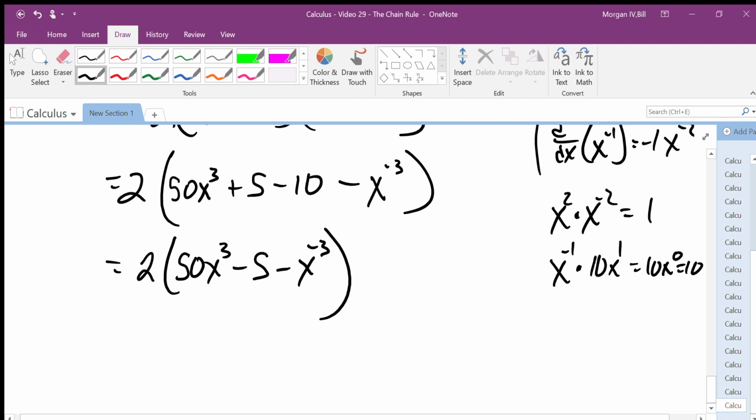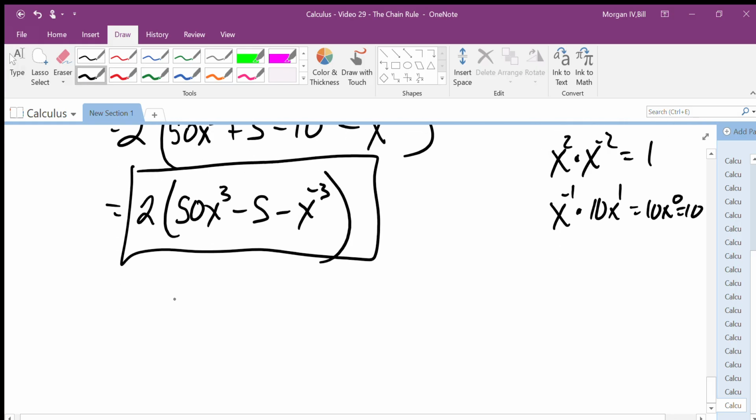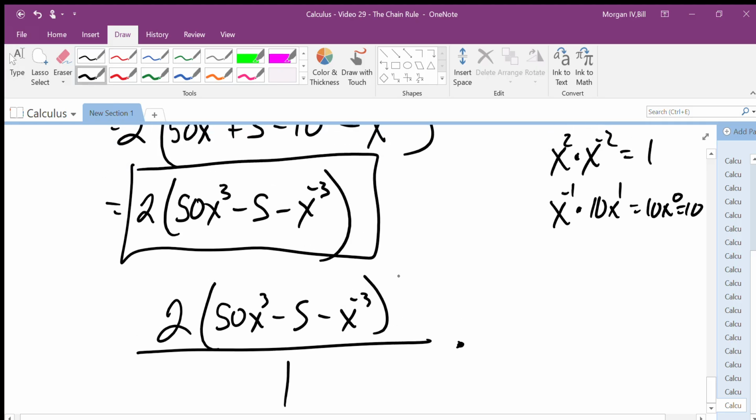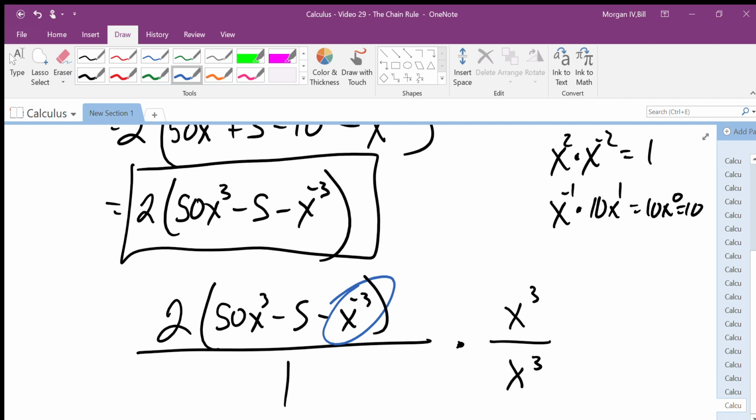The only other option I might consider, if I didn't like this answer, and I want to simplify further, is to take 50x to the third minus 5 minus x to the negative third, put that over 1, and multiply top and bottom by x to the third. And the reason I'm picking x to the third is, I go through and look: what's my greatest negative exponent? Right here. And to get rid of it, I need to multiply it by x to the power of the positive version of that. So in this case, x to the positive 3. This is if you don't like negative exponents in your numerator.